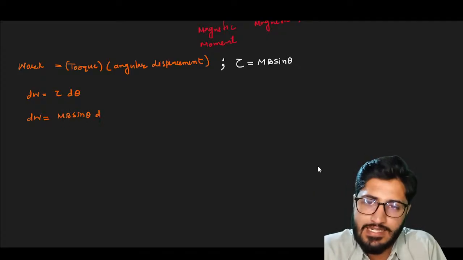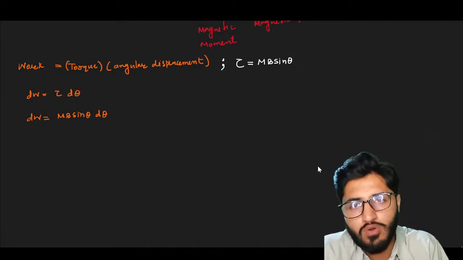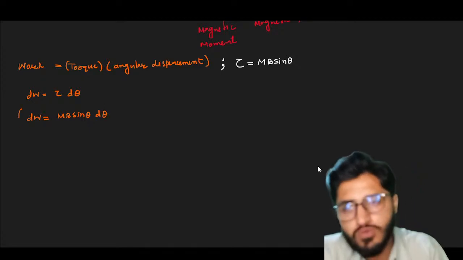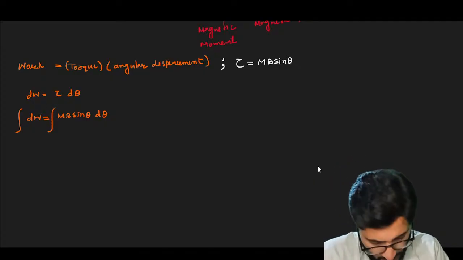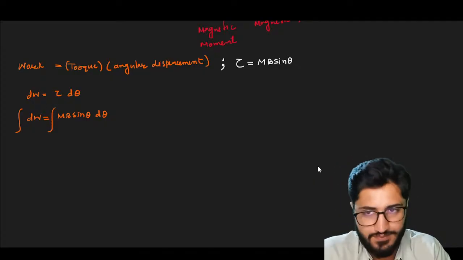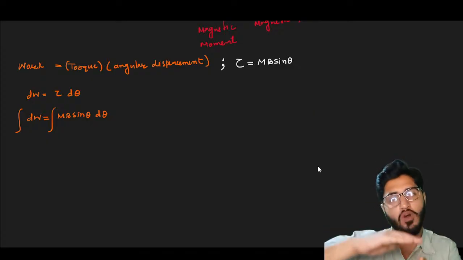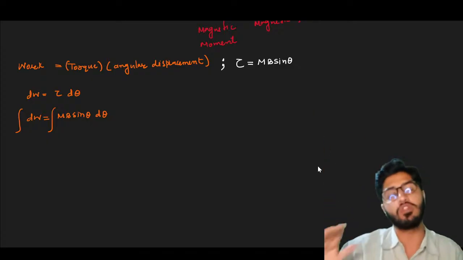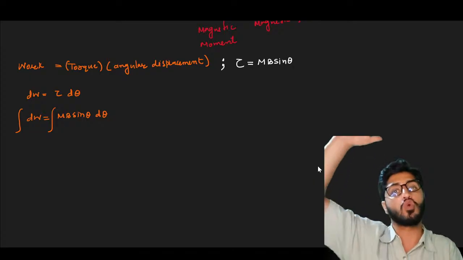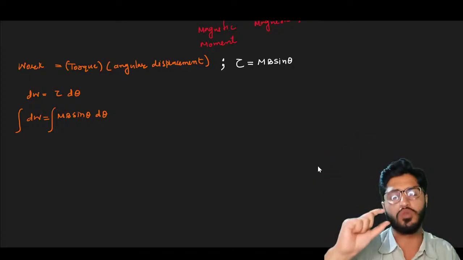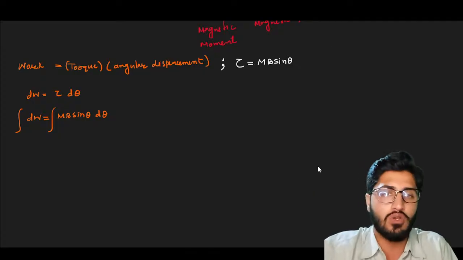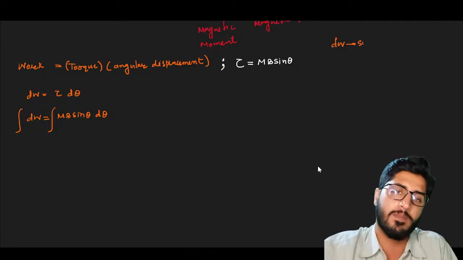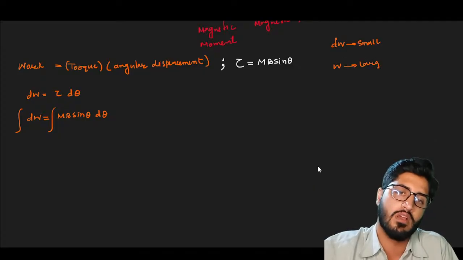Then we have d theta. But it is a small amount of work. I need a large amount of work, so I will use integration. If you want to go from a smaller quantity to a larger quantity, we use integration. If you want to go from a larger quantity to a smaller quantity, you need to differentiate. dW is a small quantity, and W is large. If you go from small to large, use integration.